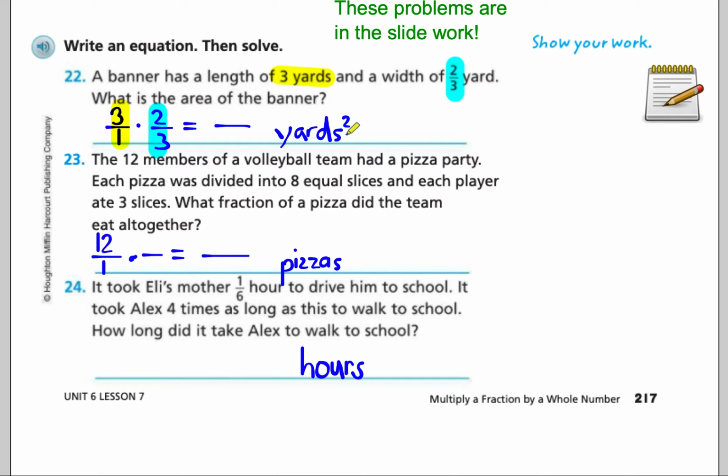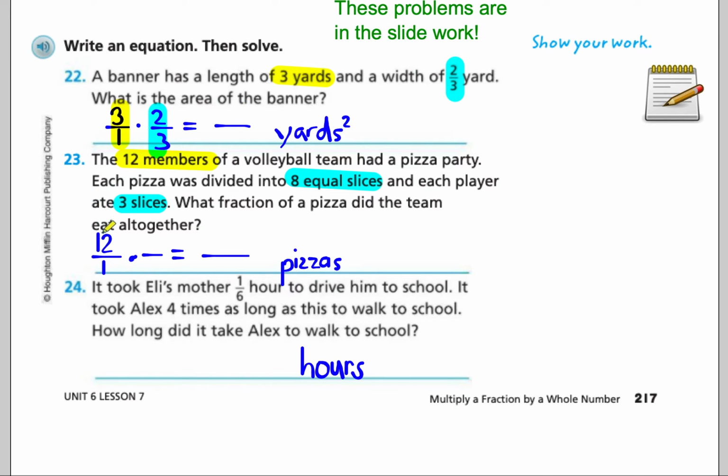Number 23, there are 12 members of a volleyball team. That's big. They had a pizza party. Each pizza was divided into 8 equal slices. And each player ate 3 of those 8th pieces. So what fraction of the pizza did the team eat all together?